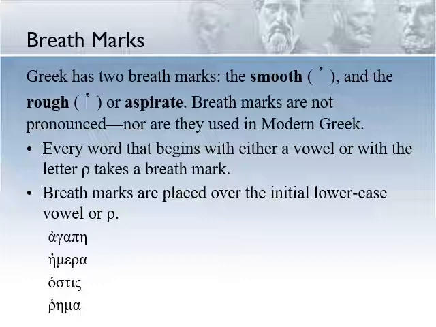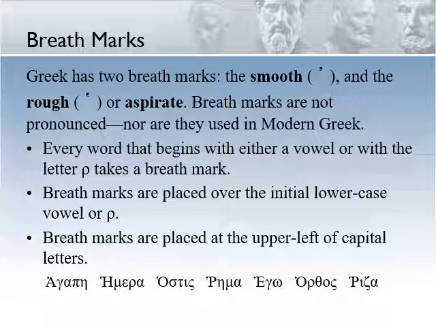So again, words that begin with either a vowel or with the letter rho take a breath mark. This word has an initial rho. And when a word begins with rho, usually the breath mark is, as it is here, a rough or aspirate breath mark, cupped facing to the right. So these are your breath marks.